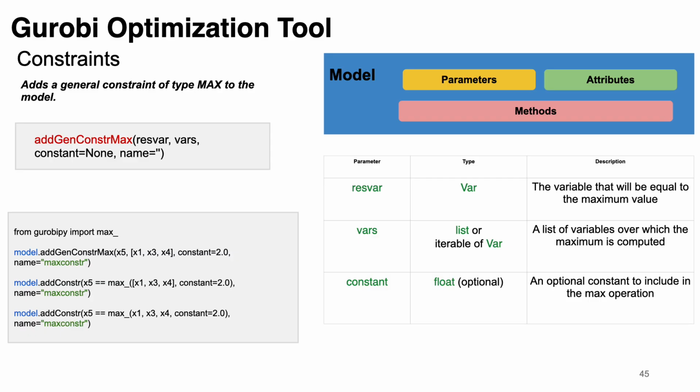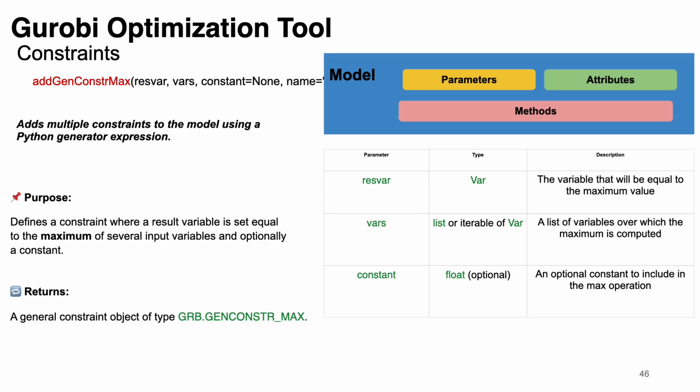The slide shows 3 different ways to write this in Python. You can use the explicit addGenConstrMax method, or you can use the more modern max_ helper function directly inside a standard addConstr call. Both approaches tell the solver to handle this nonlinear maximum logic efficiently under the hood.